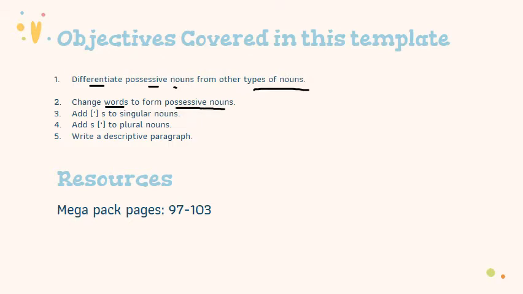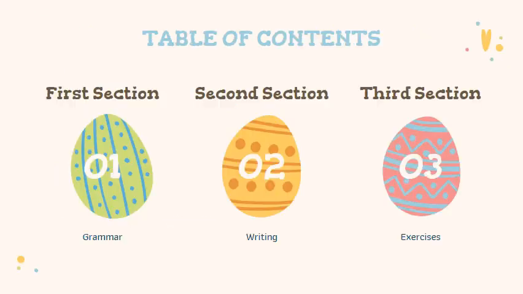How do we form possessive nouns? Add apostrophe then s to singular nouns. Add s then apostrophe to plural nouns. We will see how we do it by examples. We're going to write a descriptive paragraph. You can refer to the mega pack, page 97 till 103.